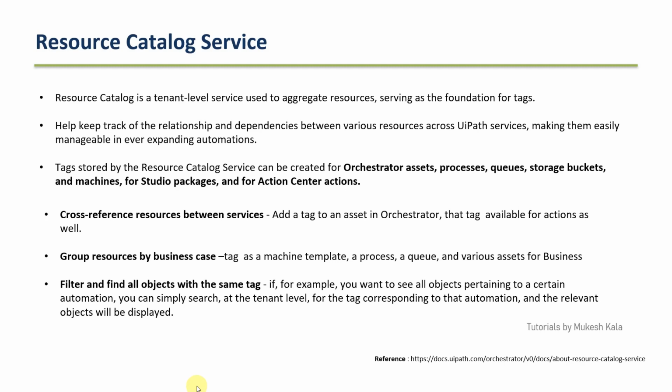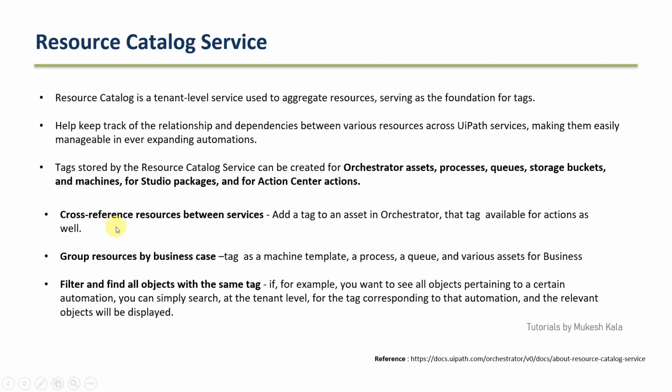Now, tags stored by the resource catalog service can be created for assets, right? You can have tags for processes, queues, you can tag the storage buckets, you can tag the machine, studio packages, and the action center actions, right? So as of now, you can tag all of these resources which are highlighted on the screen. Why would I like to use the resource catalog service?